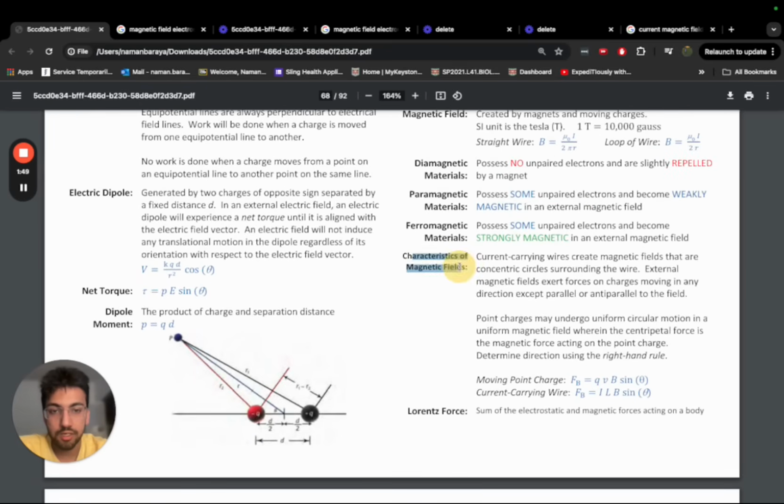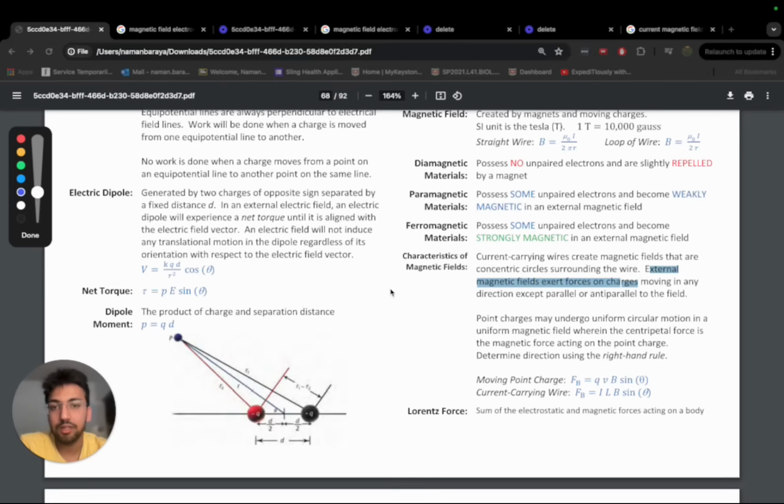Now we have characteristics of magnetic fields. It's important to know that any moving charge can create a magnetic field. In addition to that, external magnetic fields also exert forces on charges that are moving in any direction. So let's say I have this really strong magnet causing this magnetic field, and this magnetic field is represented by these X's. I remember being confused in physics class by these X's and dots. X's basically mean that the magnetic field is going into the page, and dots mean that the magnetic field is coming out of the page.